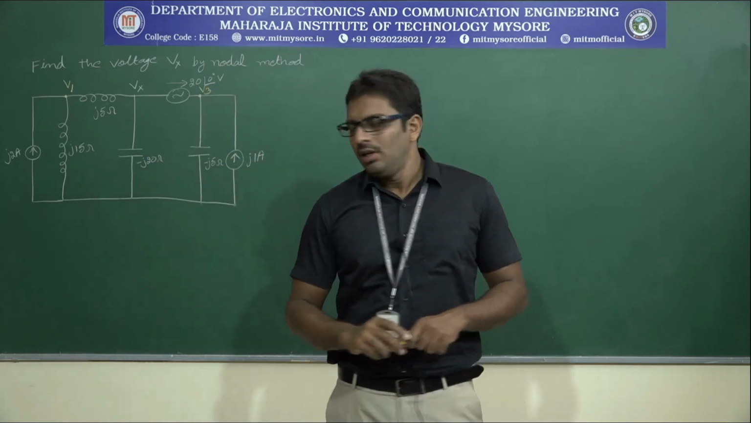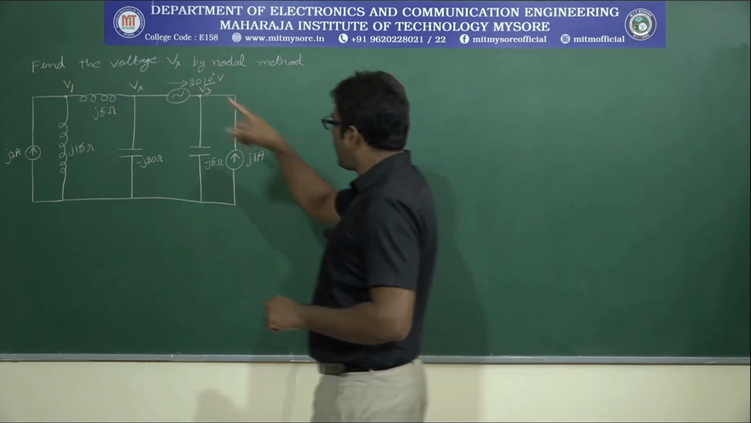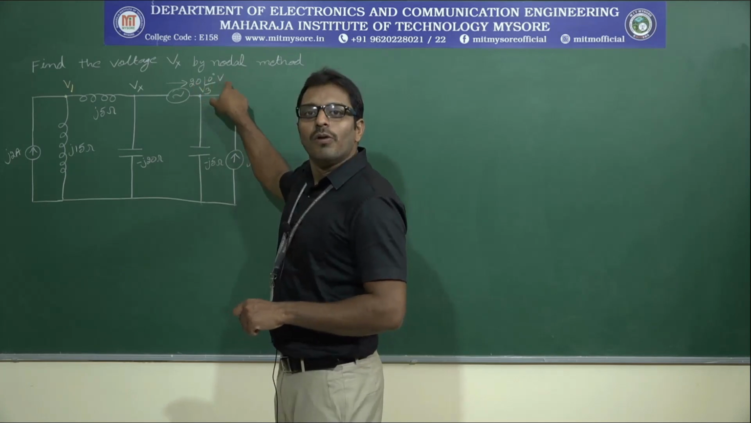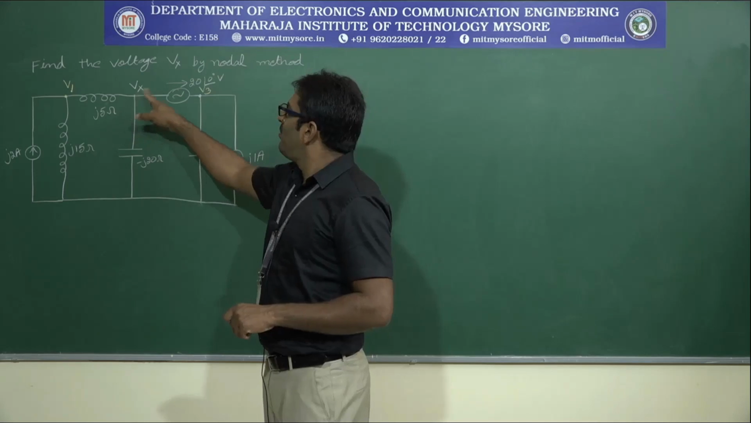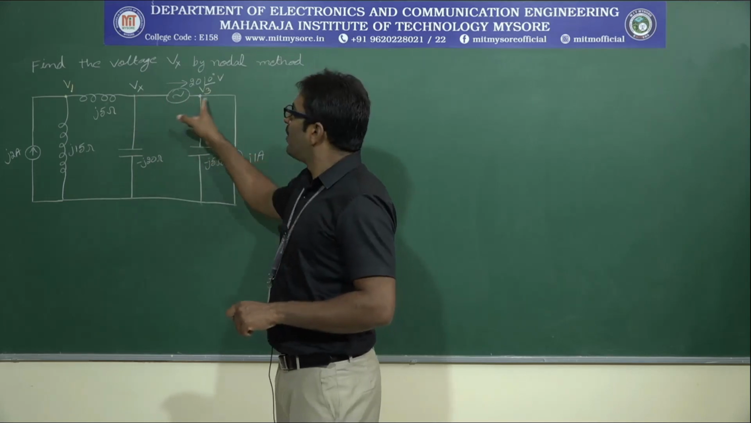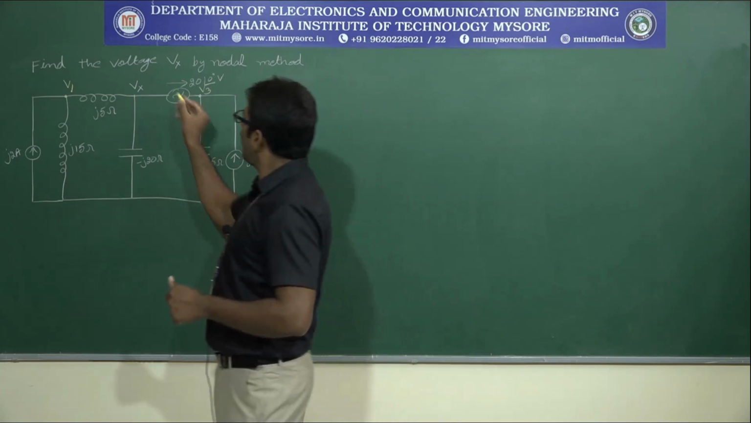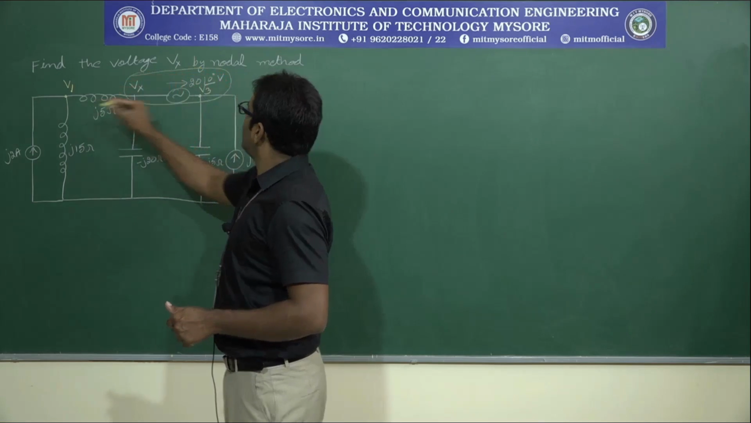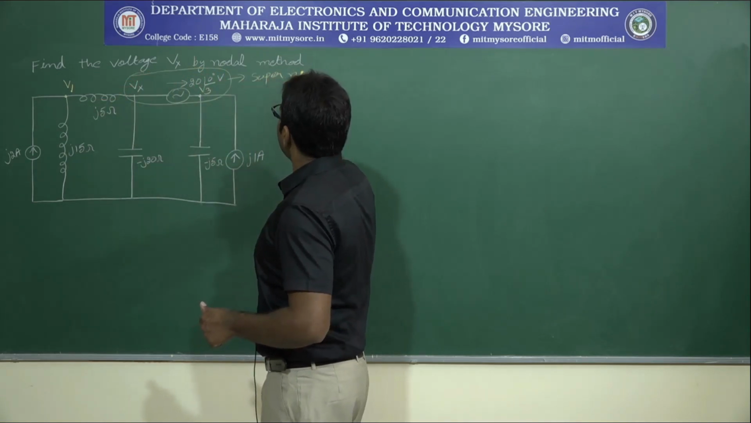Okay. So is there any supernode in the circuit? Yes, because there is an AC voltage source 20 at an angle 0 volts. The AC voltage source is connected in between Vx and V3, I mean V2 and V3, but V2 is nothing but Vx. Combining these two, Vx and V3 is known as a supernode.